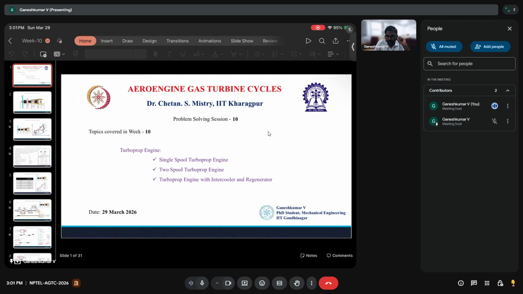So what we will do today is we will quickly go through the contents of week 10 and give a recap, and then we will solve one problem on the turboprop engine as usual. So that is the agenda that I have today.